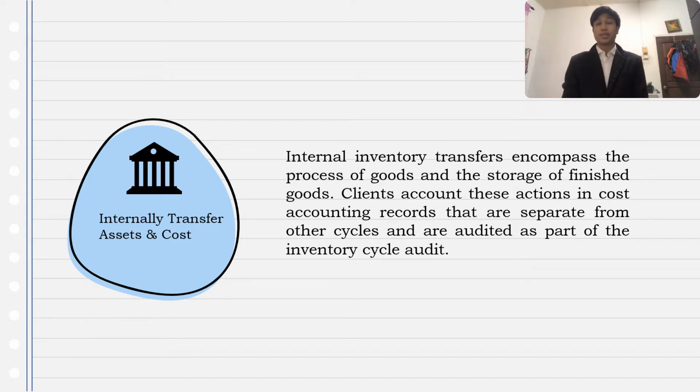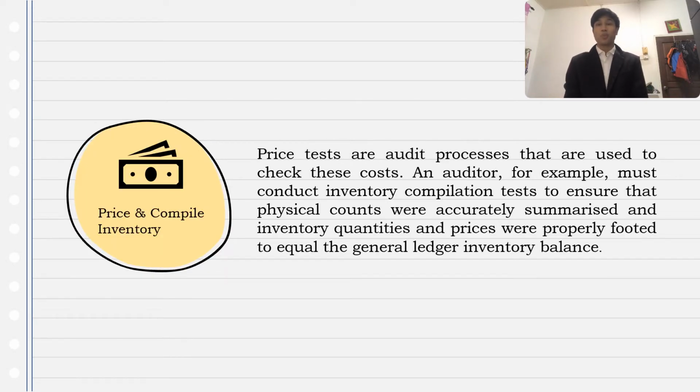Internally transfer assets and costs. Internal inventory transfer involves the processing of goods and the storage of finished goods. Clients account for this action in cost accounting records that are separate from other cycles and are audited as part of the inventory cycle audit.